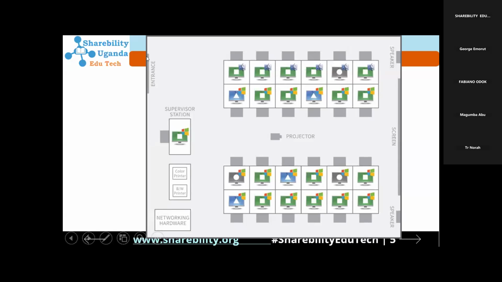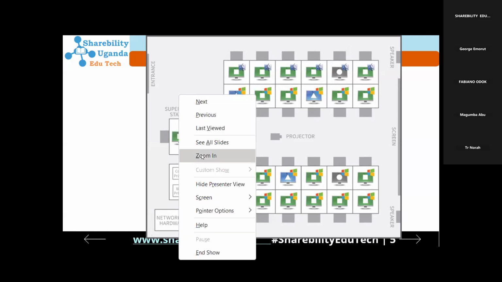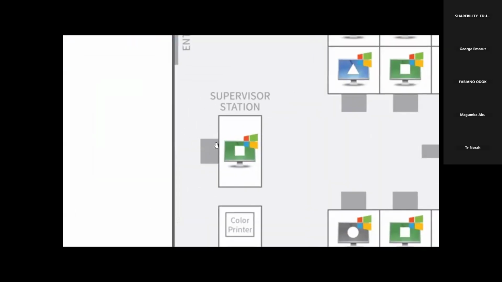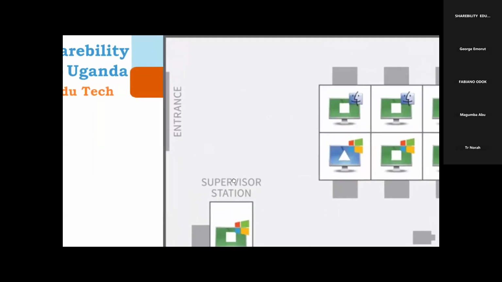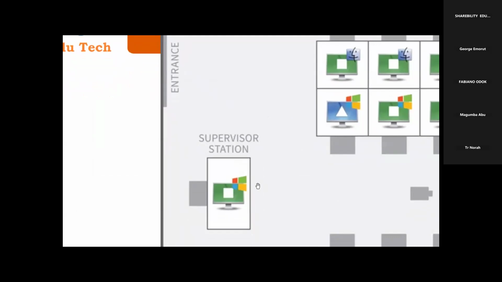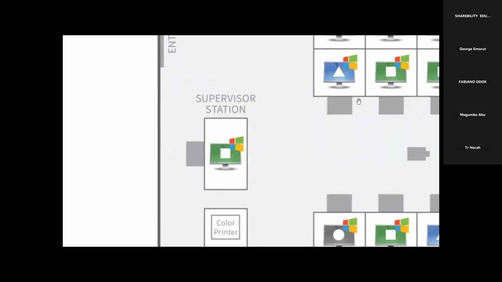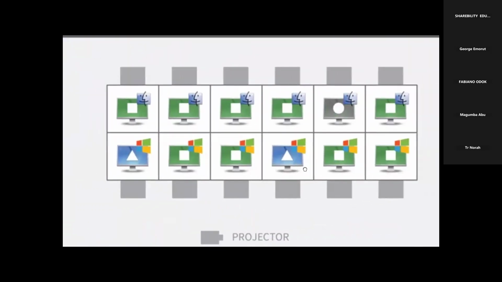From this side, this is the entrance. When children come in, they come here, they see where there is a supervisor station. The supervisor station is where the lab technician or the lab attendant sits. When children come in, they have to sign in. There's a sign-in book here because they need to know who has come into the lab. Are they allowed, or which class and what? And then when they come in, they can come and sit here.